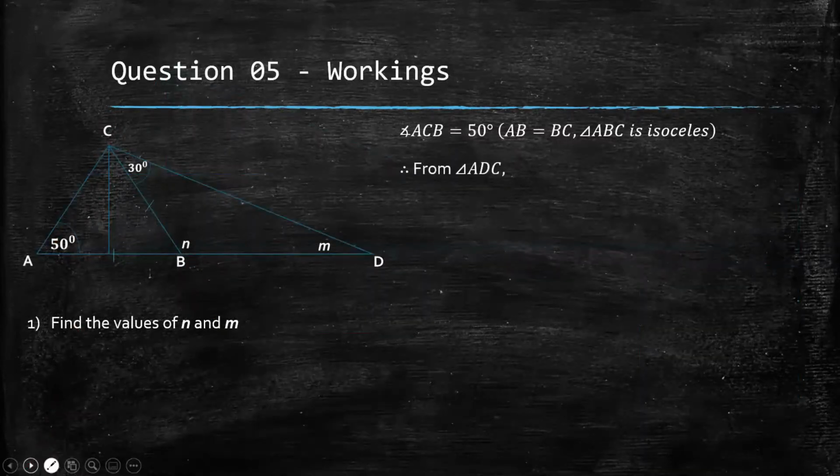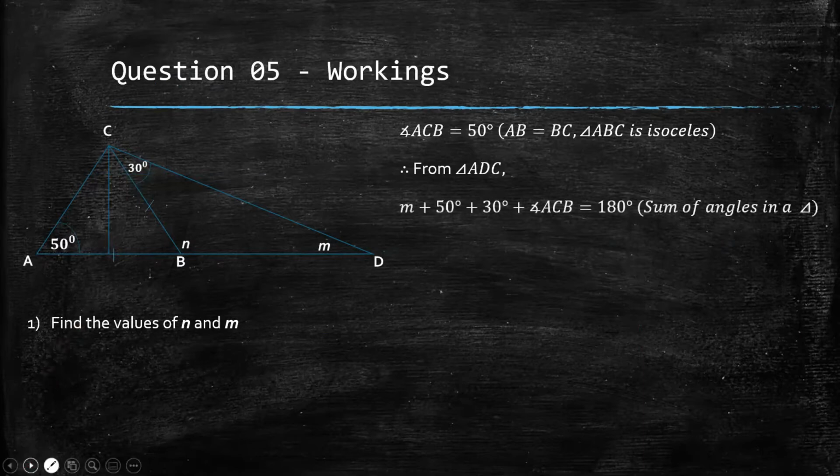And then from the triangle ADC, we know that m plus 50 plus 30 plus the ACB angle will sum up to 180, because the sum of the interior angles in a triangle is 180 degrees. Therefore, m plus 50 plus 30 becomes 80, and ACB is 50, equal to 180. By making m the subject, you can find the magnitude of m, which is equal to 50 degrees.